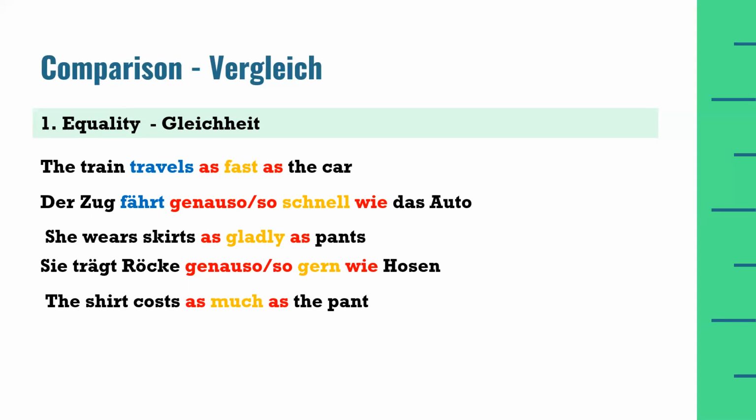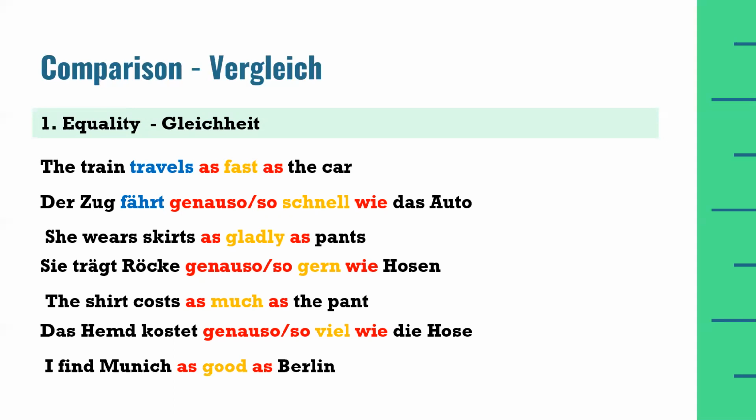Next example: the shirt costs as much as the pant. "Das Hemd kostet genauso viel wie die Hose." Or we can also say "das Hemd kostet so viel wie die Hose." The shirt means "das Hemd". To cost in German is called "kosten". And if we conjugate it with respect to "das Hemd", it becomes "kostet". Then comes the phrase "as much as". In German, its equivalent is either "genauso viel wie" or simply "so viel wie".